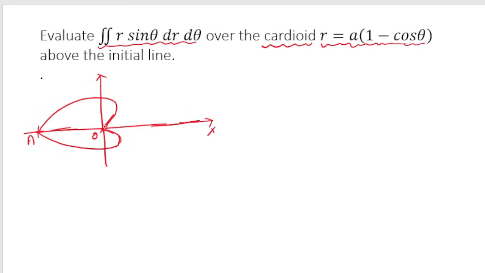So you see how I am going to move it like this. I am starting at r is equal to 0 and moving it like this, always starting at 0 and moving it like this, right? Moving it like this.